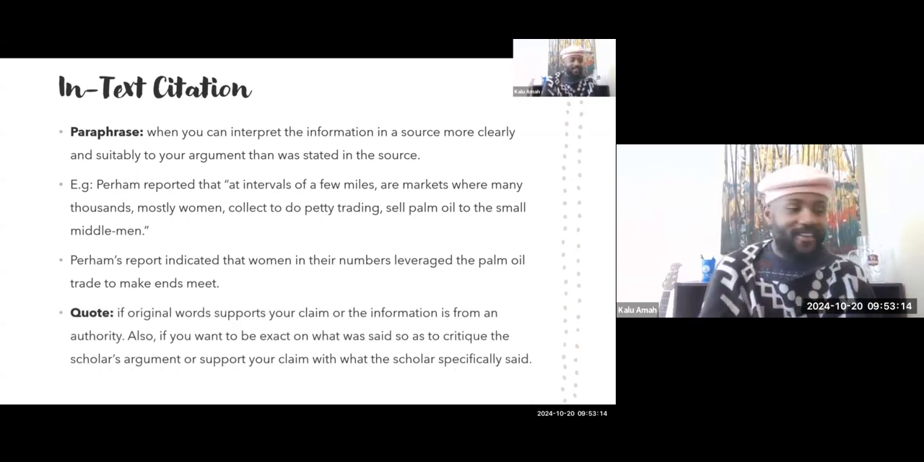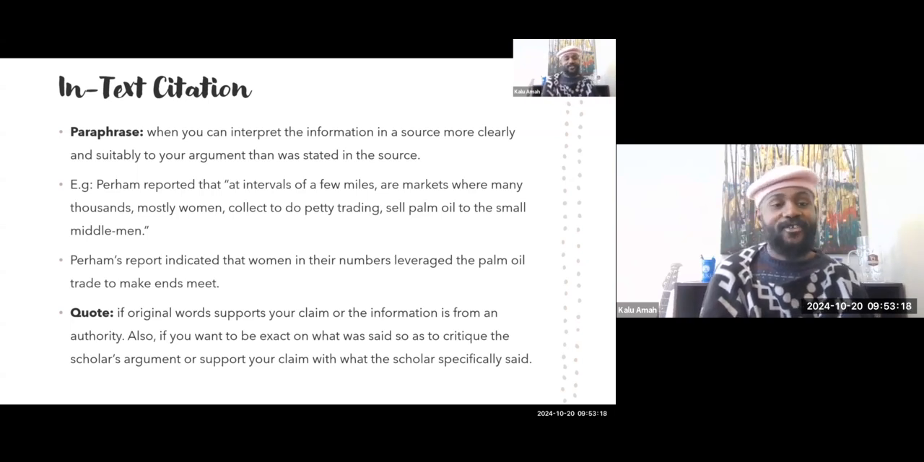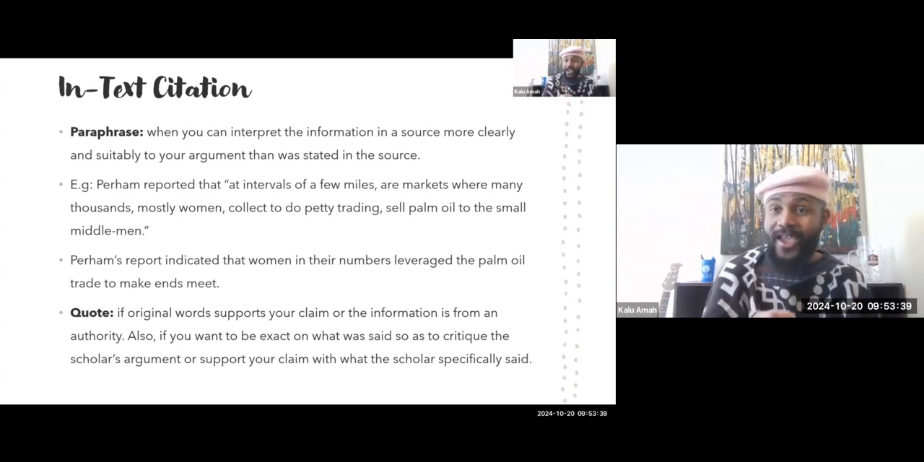Then let's talk about quotes. I think we are running out of time, but I'll try to rush some things a little bit. So let's talk about quotes. If original words support your claim or the information is from an authority, go ahead and quote. Also, if you want to be exact on what was said so as to critique the scholar's argument or support your claim with what the scholar specifically said, go ahead and quote.